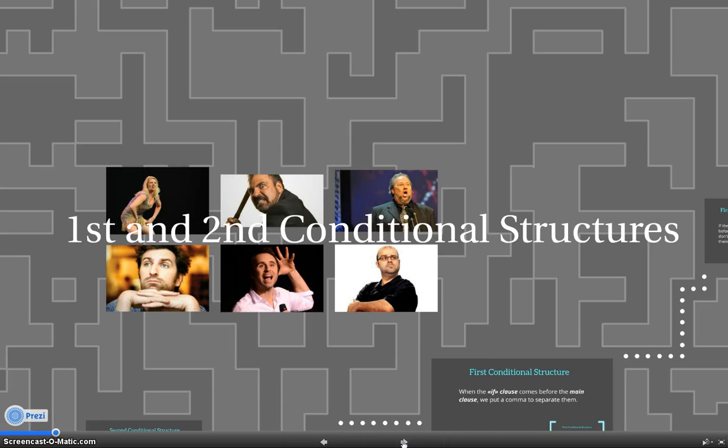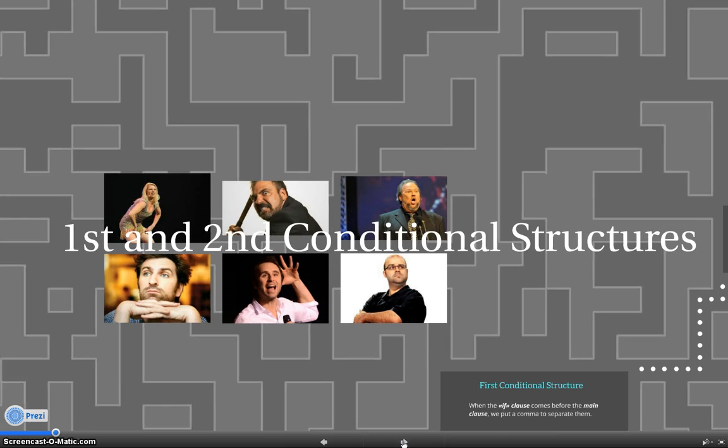Today we are going to talk about the first and second conditional structures. The principal challenge while learning this grammar point is to change will for would and present tense for simple past tense. As you see, the main theme of our capsule is Quebec's comedians.